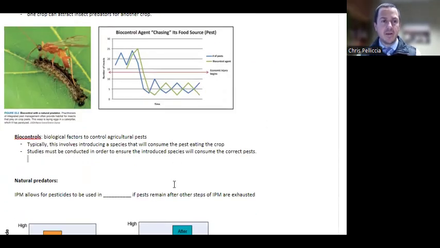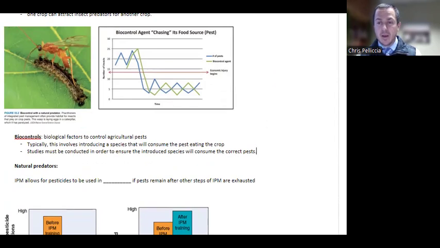Finally, you might benefit from having natural predators in the area. And these are predators that occur naturally with the area anyway and would be beneficial for integrated pest management.